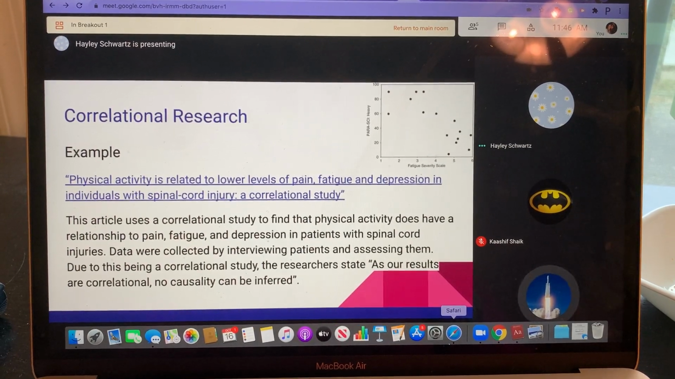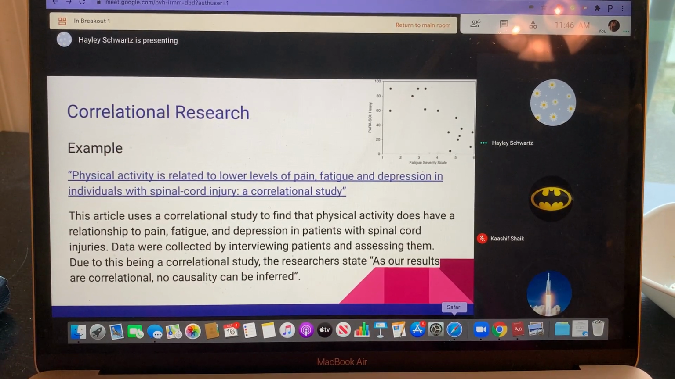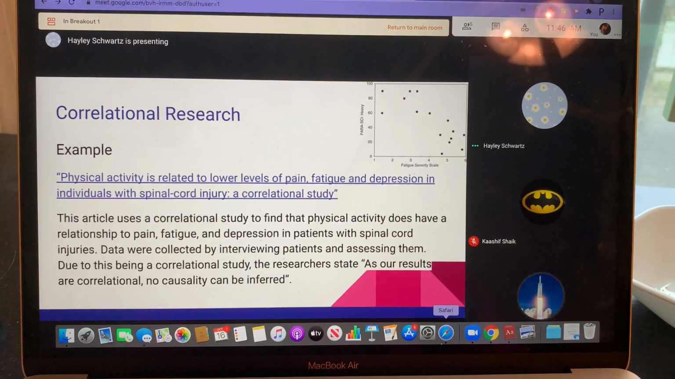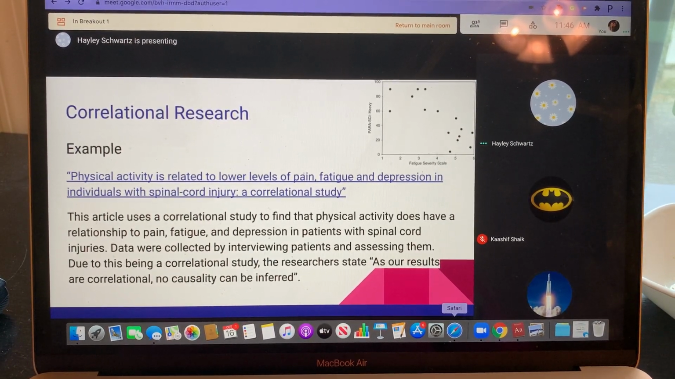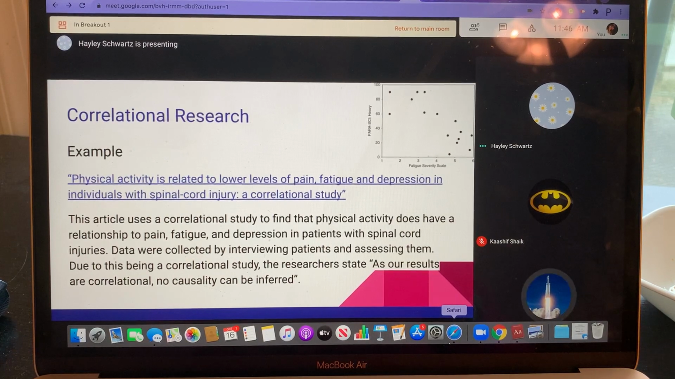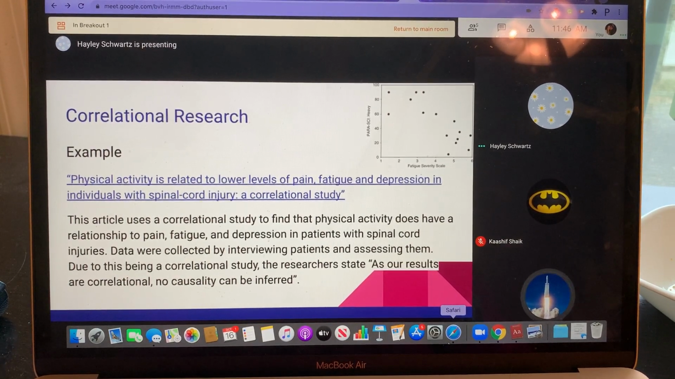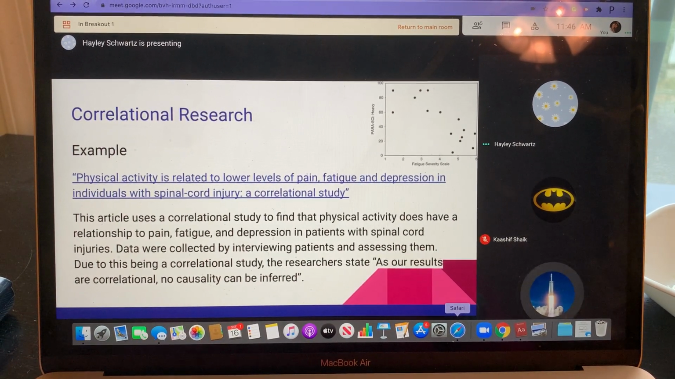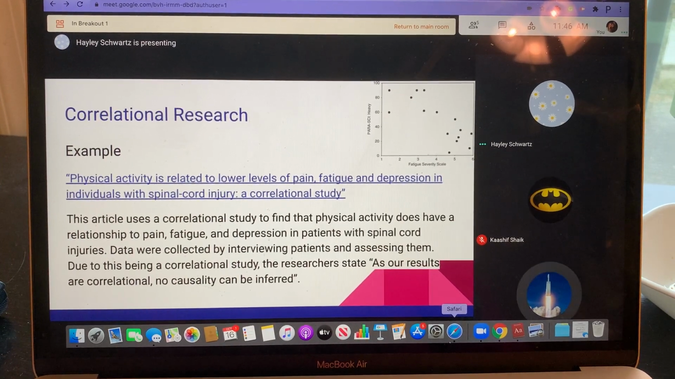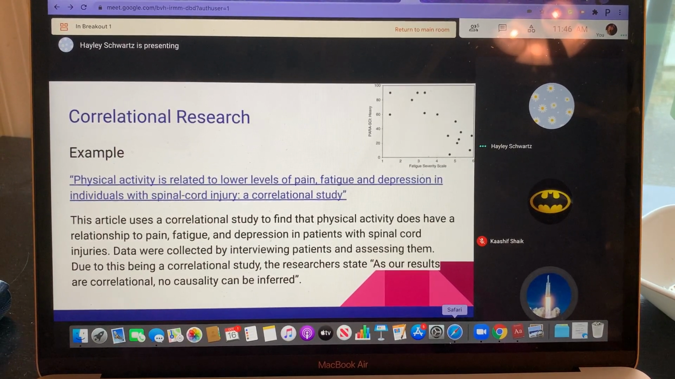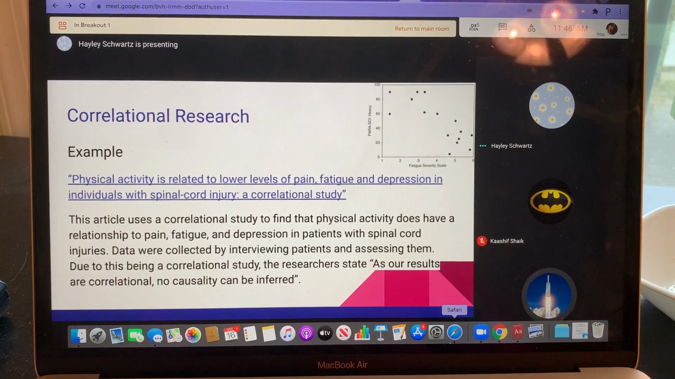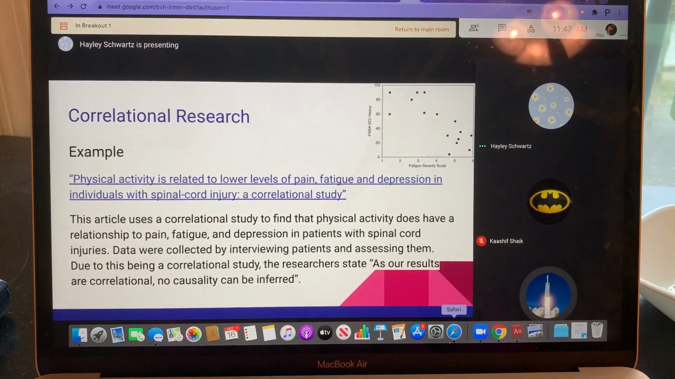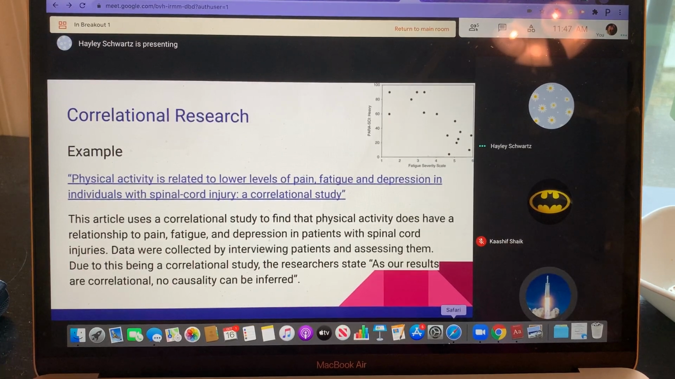An example of correlational research is this here. This article uses a correlational study to find that physical activity does have a relationship to pain, fatigue, and depression in patients with spinal cord injuries. Data were collected by interviewing patients and assessing them. Due to this being a correlational study, the researchers state, as the results are correlational, no causality can be inferred.